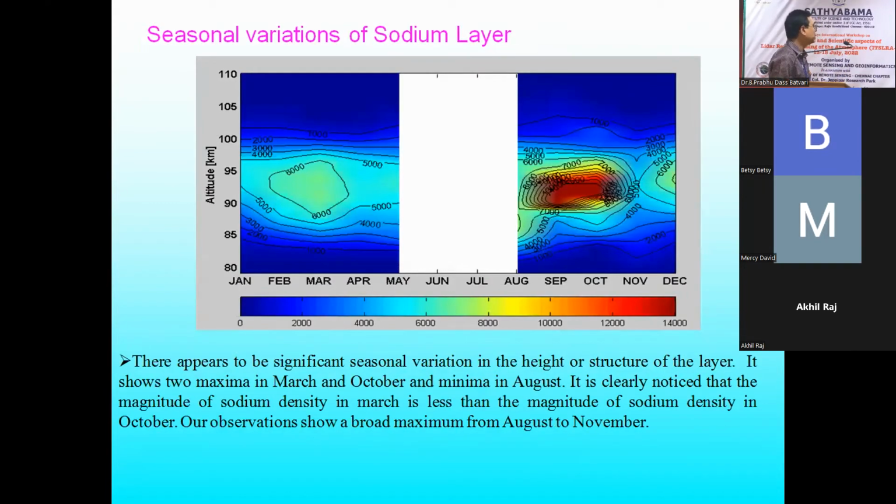And this is the seasonal variation of the sodium layer for the entire observation period, 2005 and 2006. In this figure, we observe two dominant peaks, in March and in October, and the minimum in August. One more important thing: we have a gap in this region because of technical glitches in June, July, August, September, and October of 2006. That's why we have a gap in this seasonal variation.